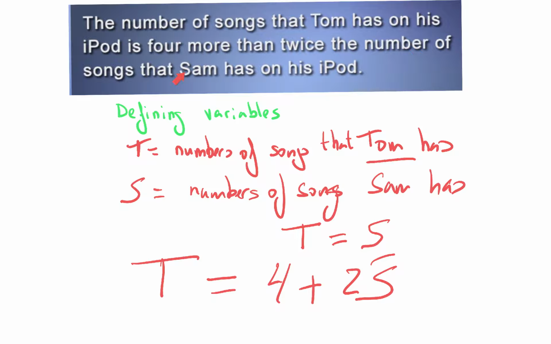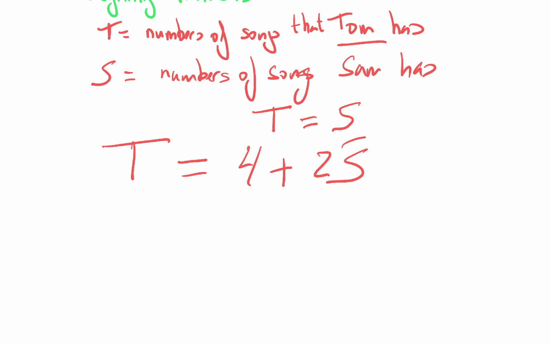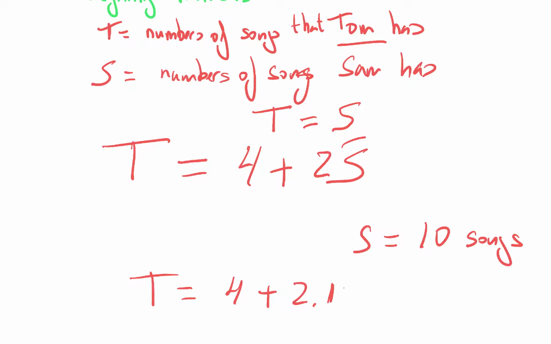Twice the number of songs that Sam has is 2S. And 4 more is 4 plus 2S. So the equation is T equal 4 plus 2S. What does this mean? It means that if Sam has 10 songs on his iPod, Tom has 4 plus 2 times 10, or 24 songs.